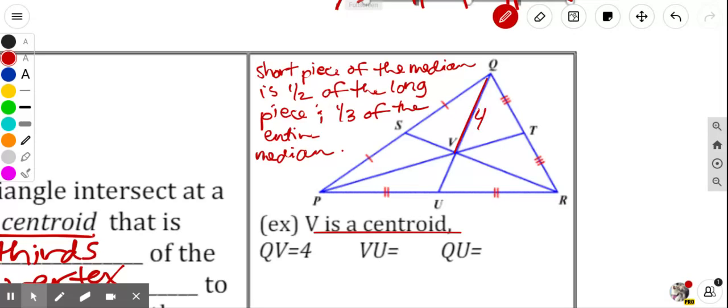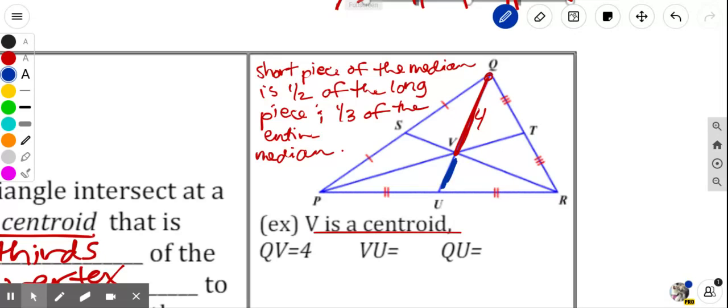When you're given a segment, you want to ask yourself, is that the long piece of the median, or is it the short piece? Or is it the whole thing? Sometimes they give you the whole thing. This one is the longer piece. The piece that's closest to the vertex is the 2/3 piece. That's the longer one. Then the piece that's closest to the side, which in this case is VU, that one's the shorter piece. So the longer piece is always double the shorter piece.